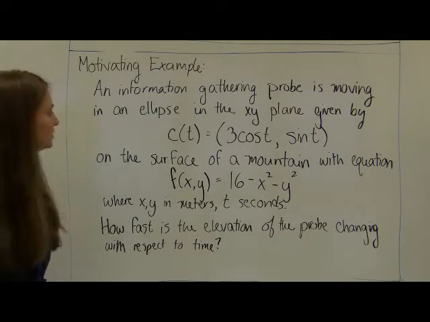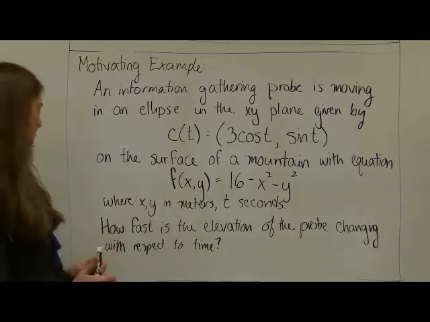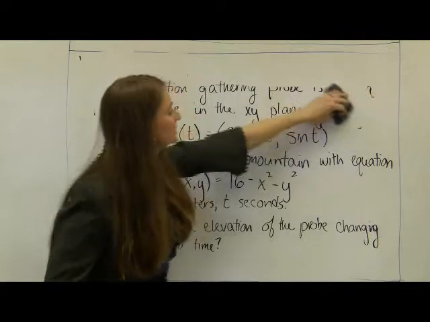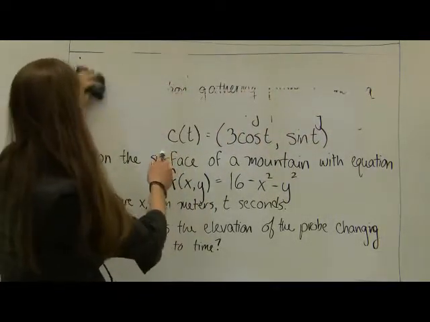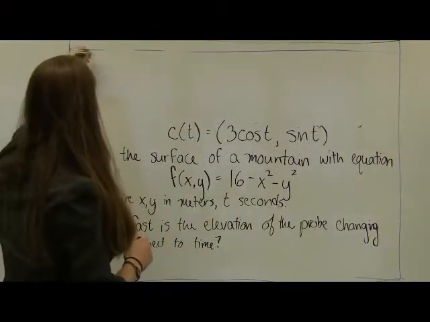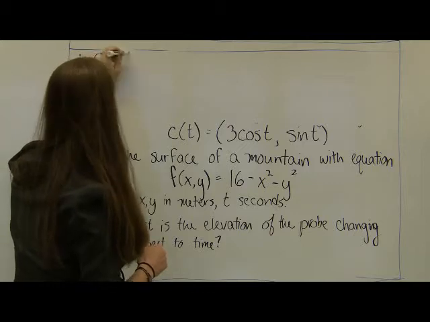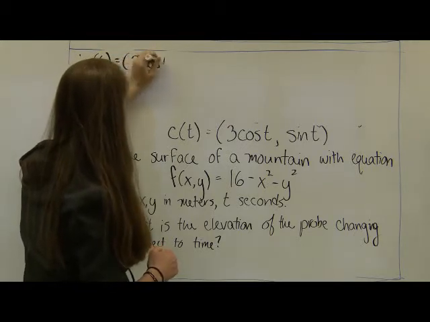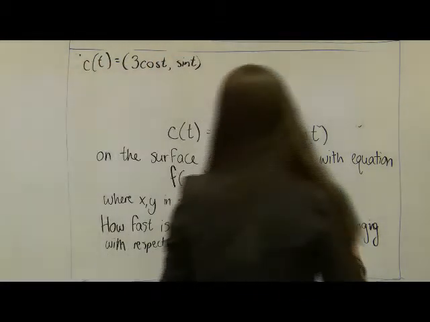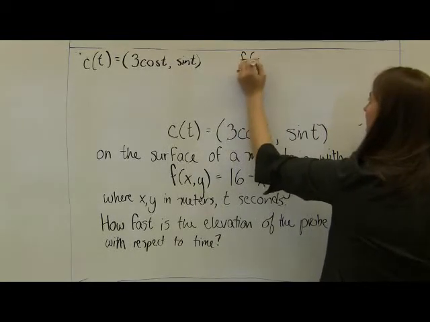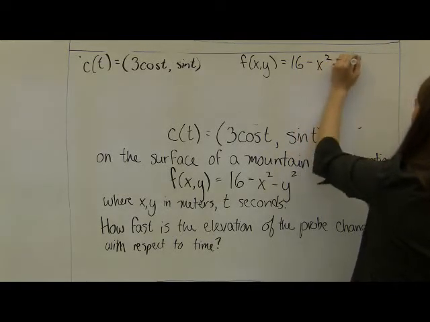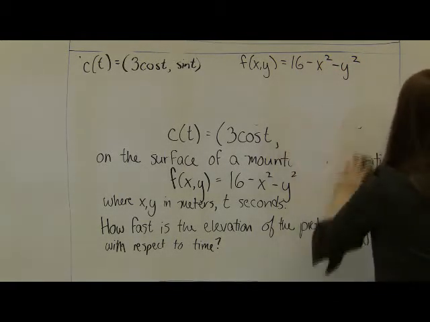So to be able to tackle this question, let's get an idea graphically of what's going on with this picture. There are a couple of pieces that we want to keep up here. First, let's explore what exactly this elliptical path looks like in the xy plane. And I think I'm going to write this equation up in the top corner so that we don't forget about it. So our elliptical path is given by c(t) = (3 cos t, sin t). And then the other thing I'm going to write up in the corner is the function of our mountain, which is f(x,y) = 16 - x² - y². So these are the two pieces that I'll keep up.